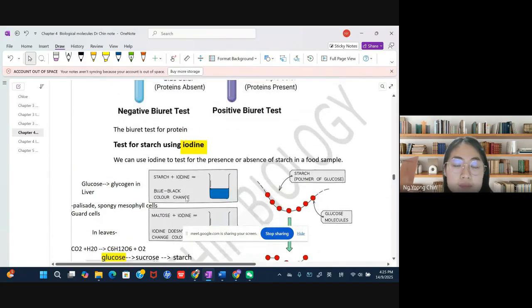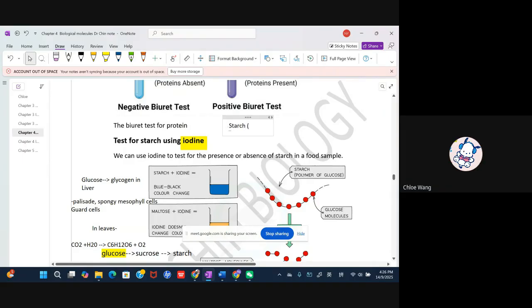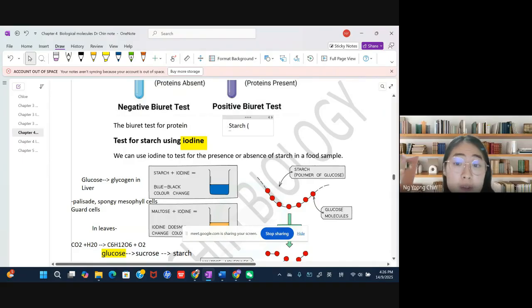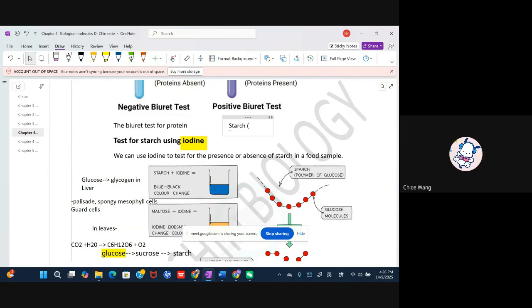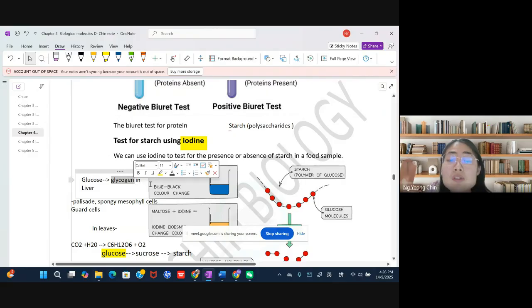So another thing is, because of starch, right? Okay, Chloe, is starch a polysaccharide, a monosaccharide, or a disaccharide? Starch is very large and very complex, so it belongs to which saccharide? Polysaccharide. Yes, very well done. It's a polysaccharide, correct? So that's why our glycogen, you can see, right? Our glycogen in our liver is also a form of polysaccharide.